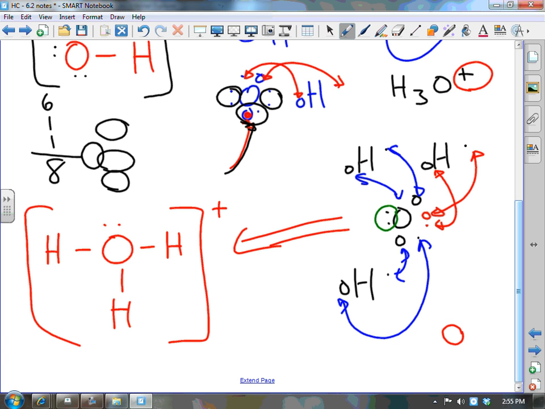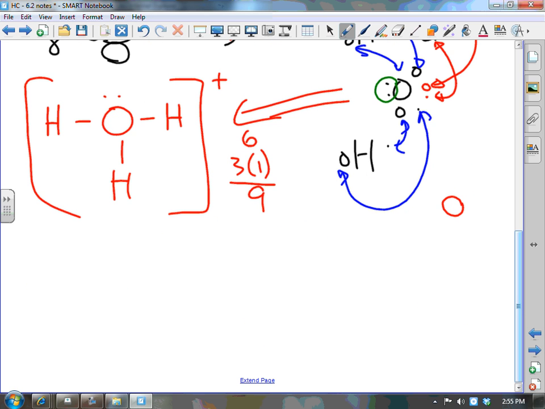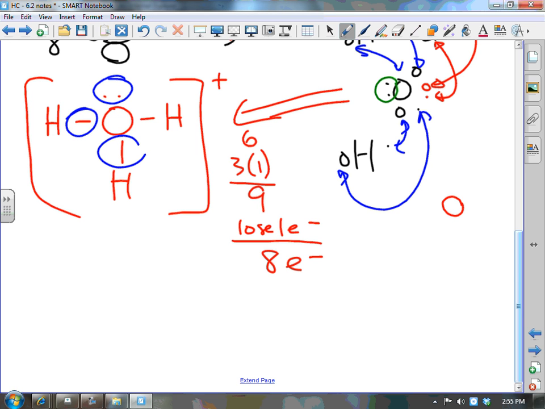Again, if we count this up, the oxygen had 6 electrons to start with. The 3 hydrogens each had 1. That's a total of 9. Odd numbers don't work in bonding, right? So what do we do? We lose 1 electron. We now have a total of 8. And if we count our structure, we have 2, 4, 6, 8. We have a Lewis structure that is correct.